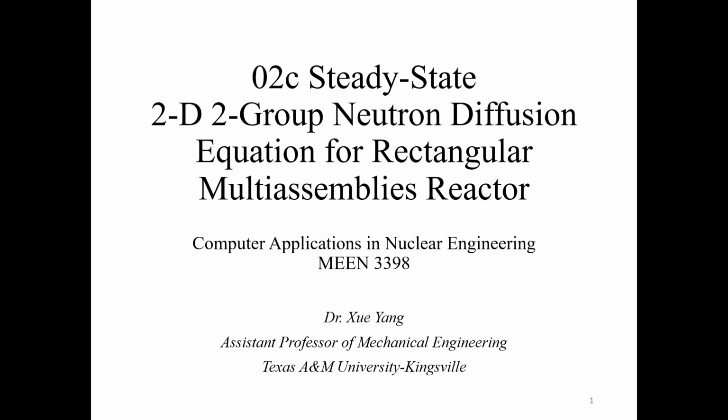Now we will move to the steady-state, two-dimensional, two-energy groups, multi-assemblies reactor modeling. This type of problem is close to the real-world reactors that consist of multiple assemblies. We will solve the rectangular cores first, then move to the modeling of reactors with hexagonal assemblies.